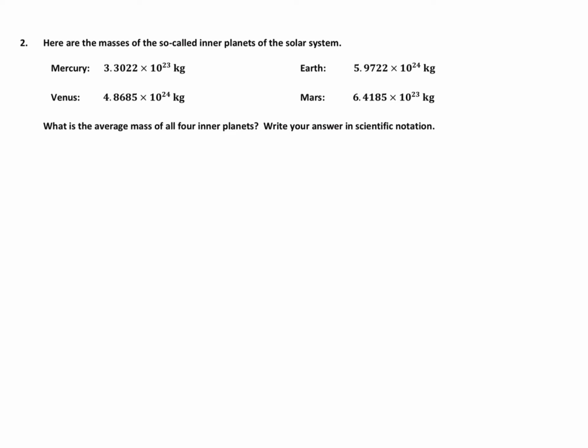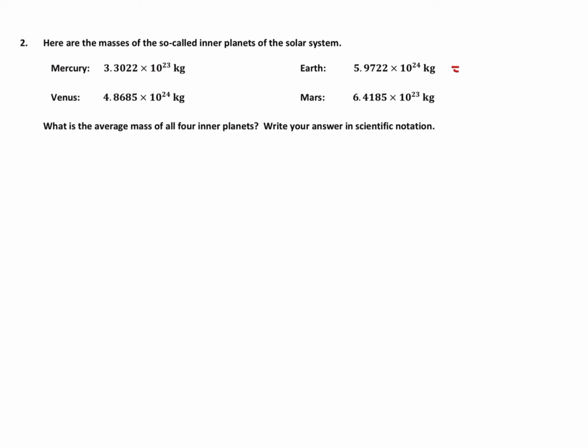On number 2, here are the masses of the so-called inner planets of the solar system. It gives us Mercury, Earth, Venus, and Mars. But one thing we have to do in order to add numbers in scientific notation is we need to make sure they all have the same exponent on the 10. Okay, so we're going to try and find the average of these 4 planets, which means we add them up and divide by 4. And in order to start by adding, we need them to be in the same format. We have 10 to the 23rd and 10 to the 24. I'm going to change them all to 10 to the 23rds.